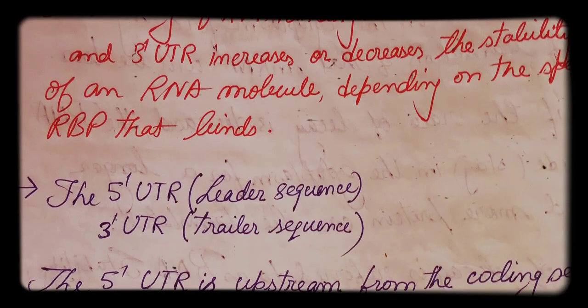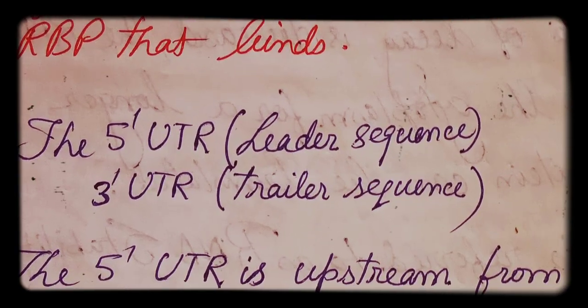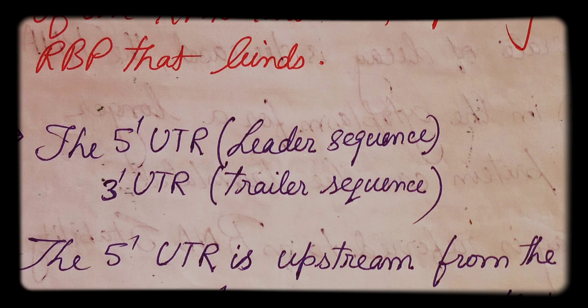So the 5' UTR is also called the leader sequence. You have always heard this term leader sequence in your antibody diversity when you are drawing the heavy chain or the light chain. You have seen the leader sequence, each leader sequence followed by a variable gene segment, then the diversity segment, the joining segment, and the constant regions.